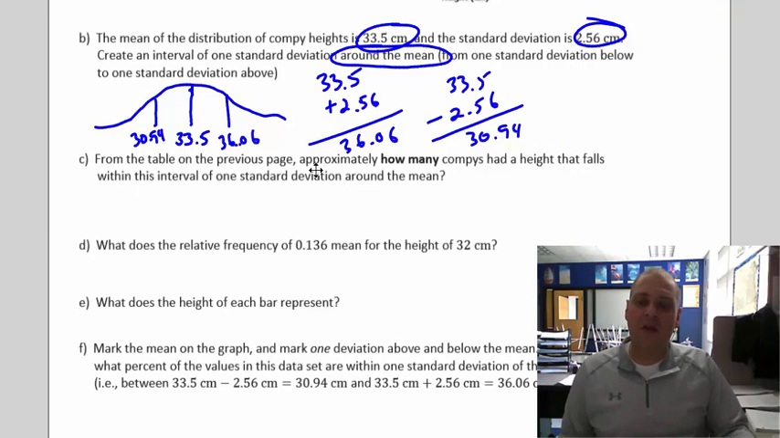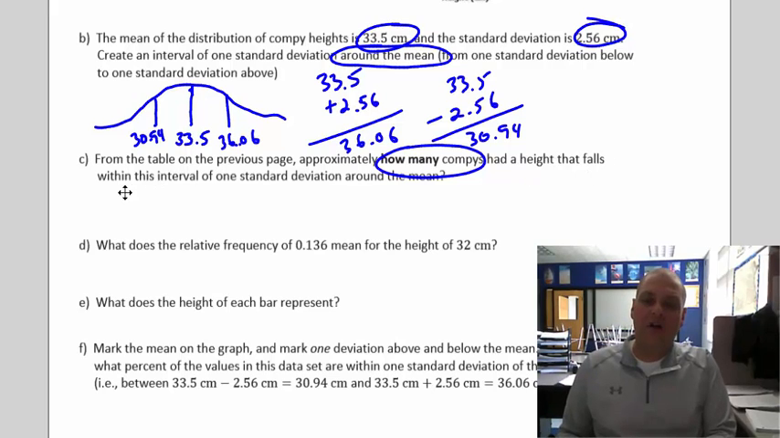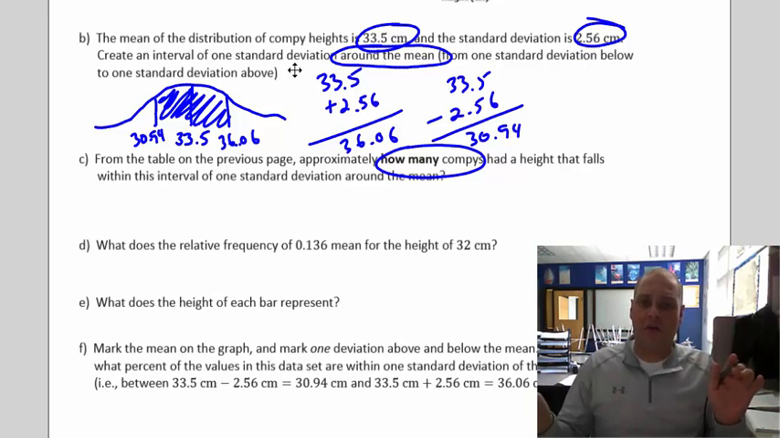Part C says from the table on the previous page, approximately how many of these guys had a height that falls within this interval? So within the interval 30.94 to 36.06. What heights would fall in that interval? Well, 31 would fall in that interval, 32, 33, 34, 35, and 36. Nothing bigger than 36, nothing less than 31. All right, so we're looking for anything 31 to 36.